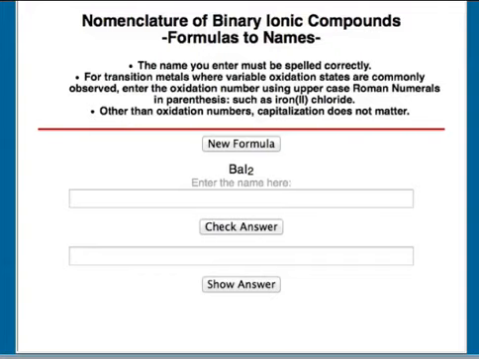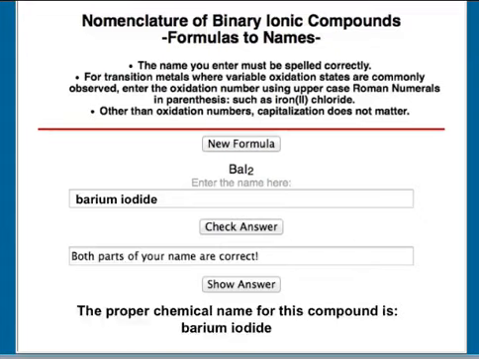Because it's a group 2 element, it is always +2. If something is always the same charge, you don't have to put in the Roman numerals. So all we have to do here is write barium. This is iodine, therefore this is barium iodide.